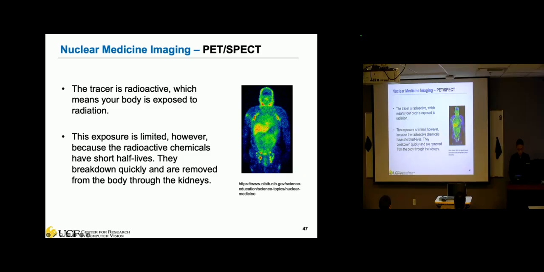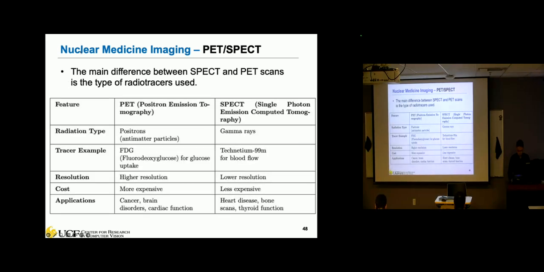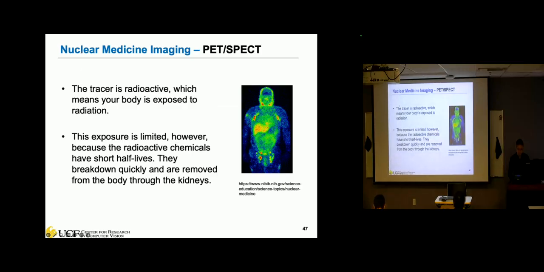The tracer is radioactive, which means that your body is exposed to radiation. And when you look at the term nuclear, right, it's kind of a scary term, right? We are exposing the body to this kind of nuclear radiation. But the dosage used in nuclear medicine is very, very small, so it will not create too much damage to the human body, and it can also be quickly dissolved or removed through the kidney.